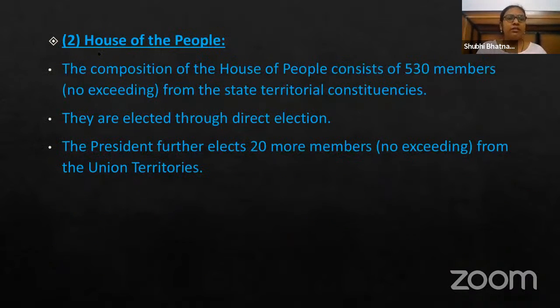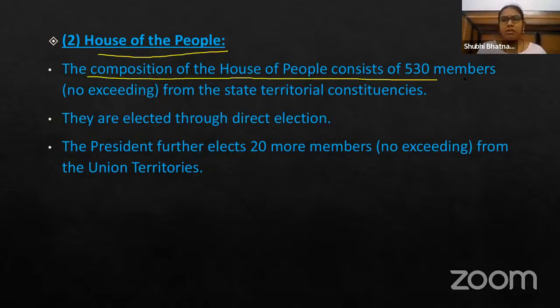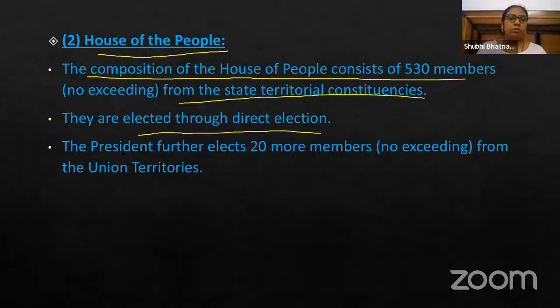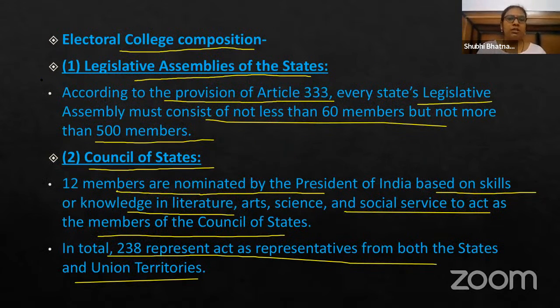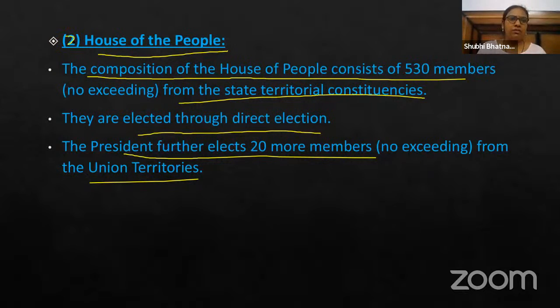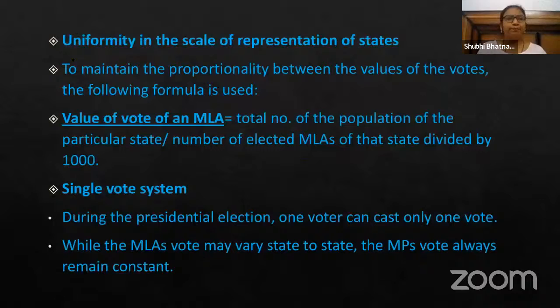Okay. Next is the House of the People. The composition of the House of the People, as we already know all these things, and if you don't know, just have a look at this: there are a total of 533 members, not exceeding, from the state territorial constituencies, and they are elected through direct election. So those who are elected to the House of the People are elected by direct election. The president further elects 20 members, not exceeding, from the union territory. Okay, so this is the whole composition. The legislative assembly members, the council of state members, and this third one, the House of the People members, okay?